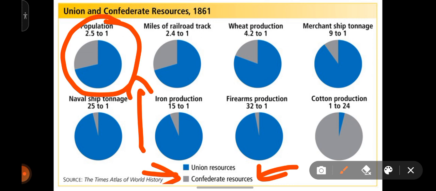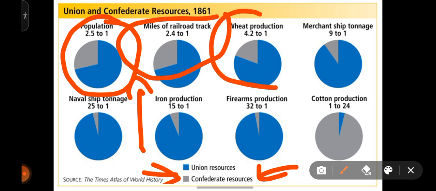Similarly, talking about miles of railroad track, that is also a very important factor in winning and losing a war, because the more railroad tracks you have, the better logistics you have. You can transport the soldiers, you can transport the goods for the soldiers, eatables and defense production. So the Union had 2.4 times more railway track than the Confederacy.